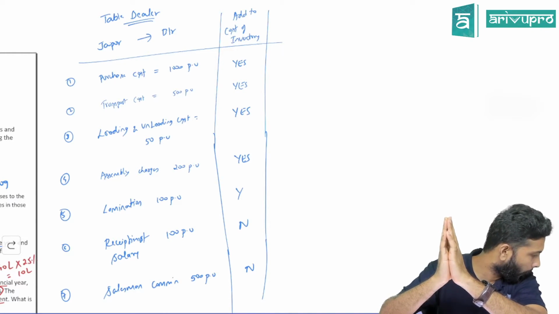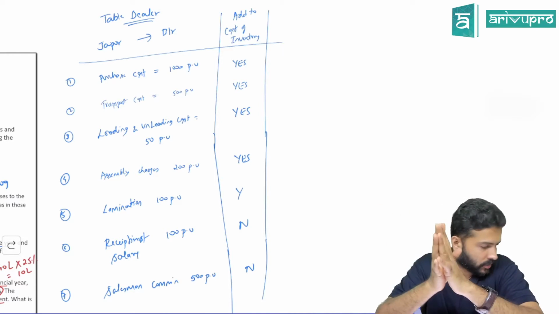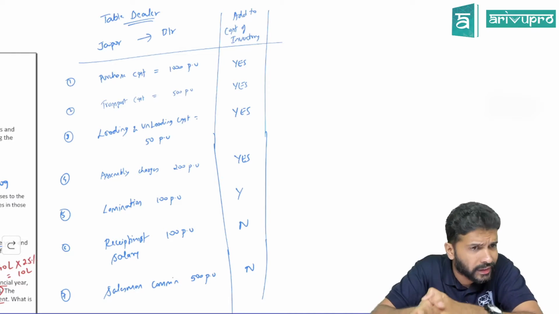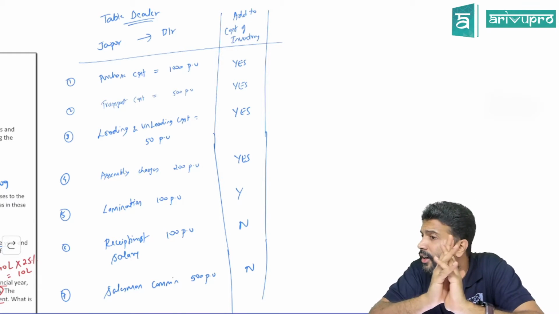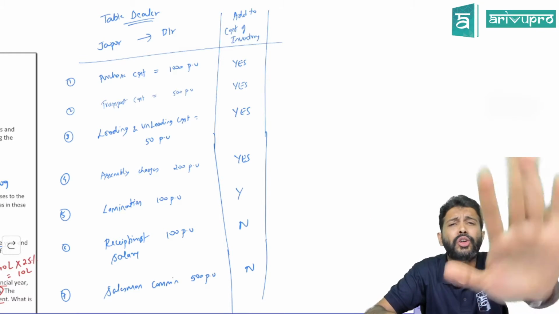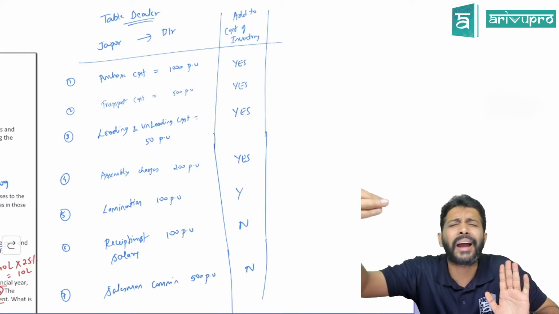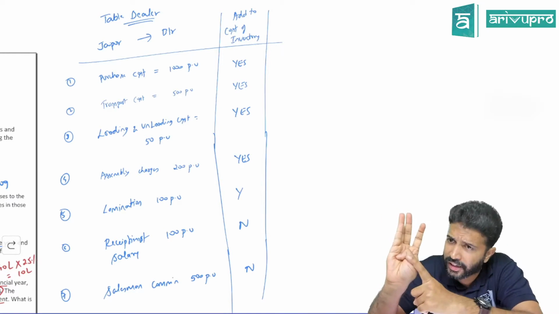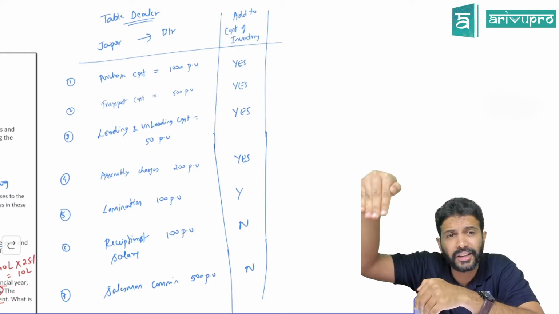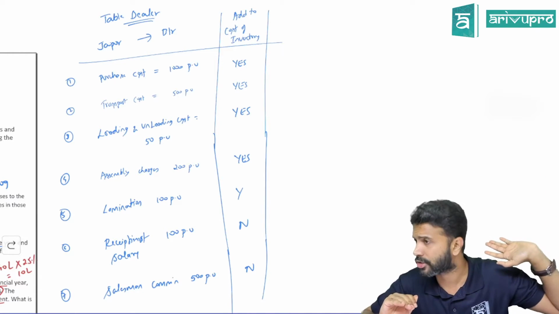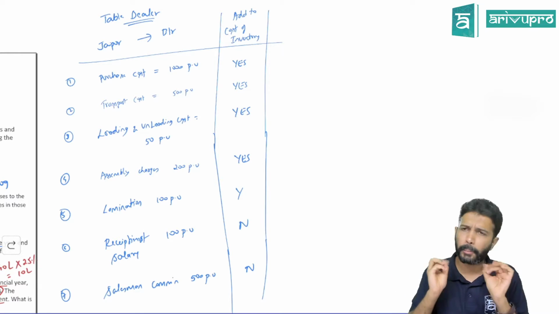Everyone there? All right. Cost. What AS2 says is any cost incurred to bring the inventory to the present location and to the present condition can be added to the cost of inventory. What did they say, sir? Any cost incurred to bring the inventory to the present location and to the present condition can be added to the cost of inventory. Let me decode that one by one.